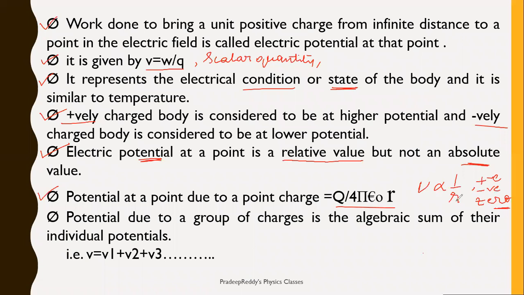At infinite position, R tends to infinity, something by infinity will be zero. So potential can be zero. Potential can be positive if charge is positive. Potential can be negative if charge is negative. And the last point, as I told you, in case of a scalar quantity, you can sum up all the potentials. Therefore, net potential will be equal to the sum of all individual potentials. So these are very important points which we have discussed in this particular slide.